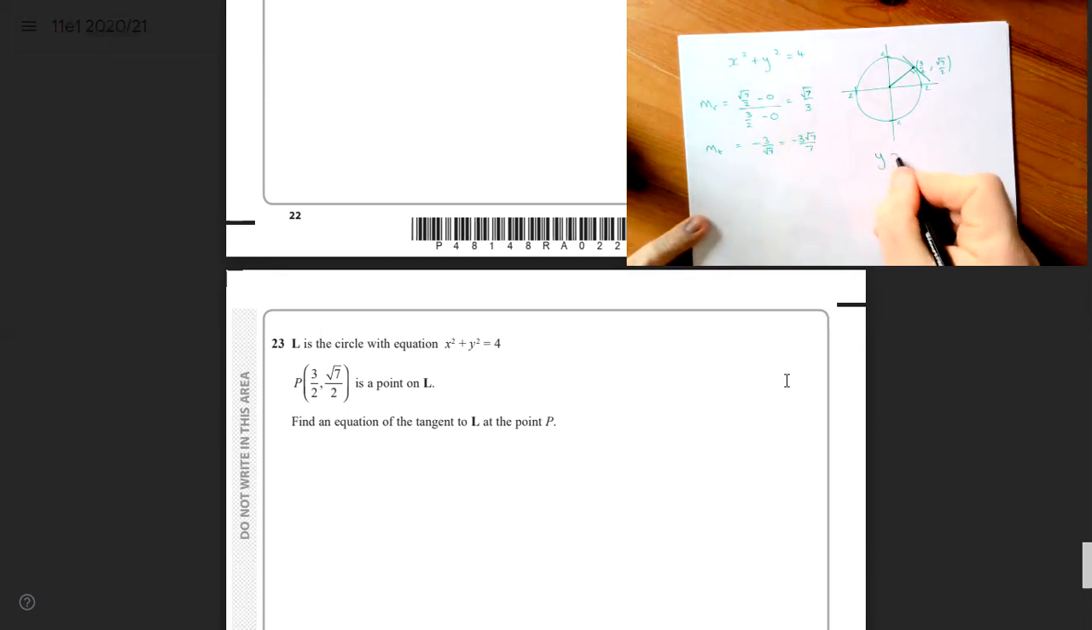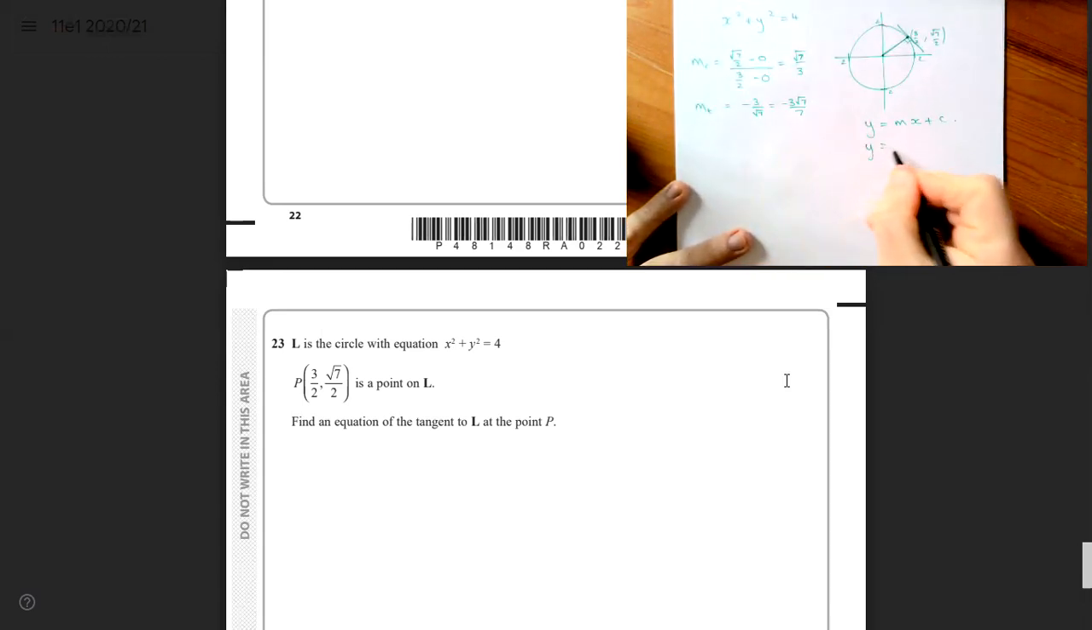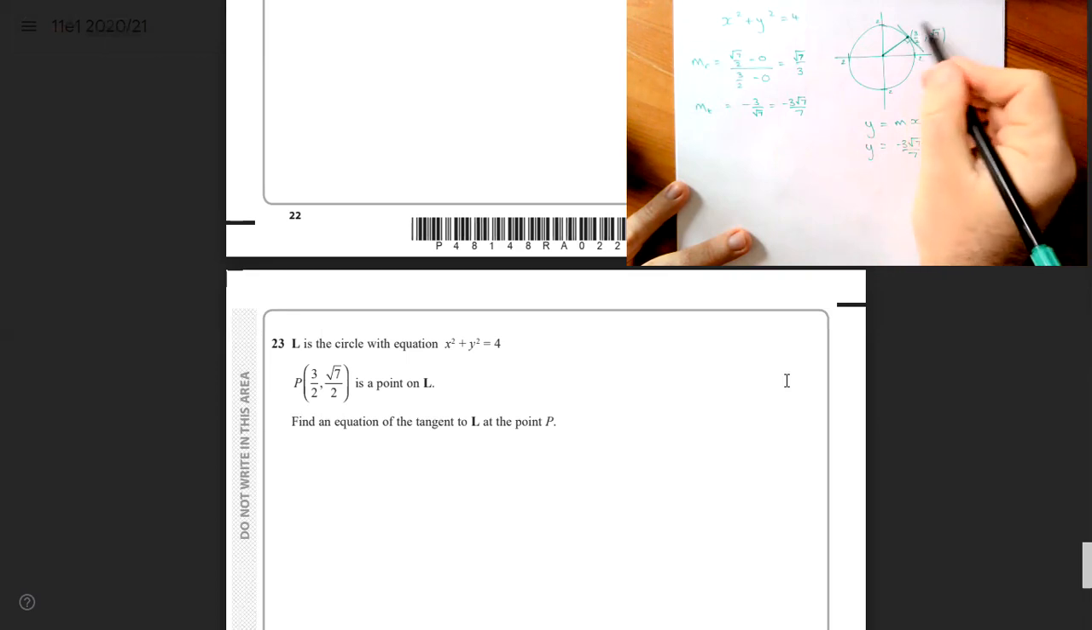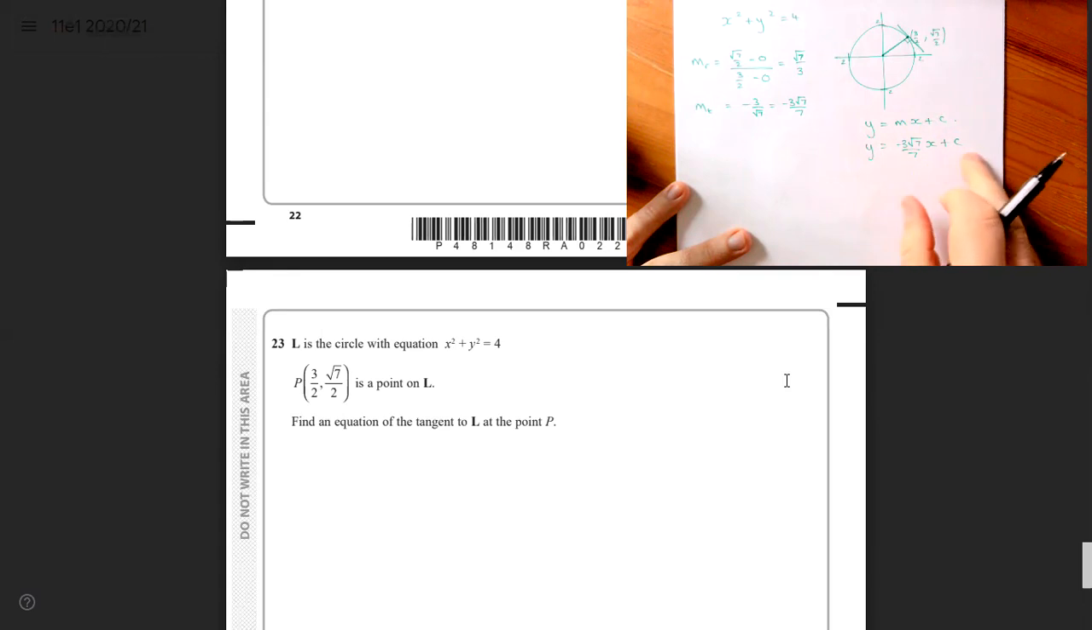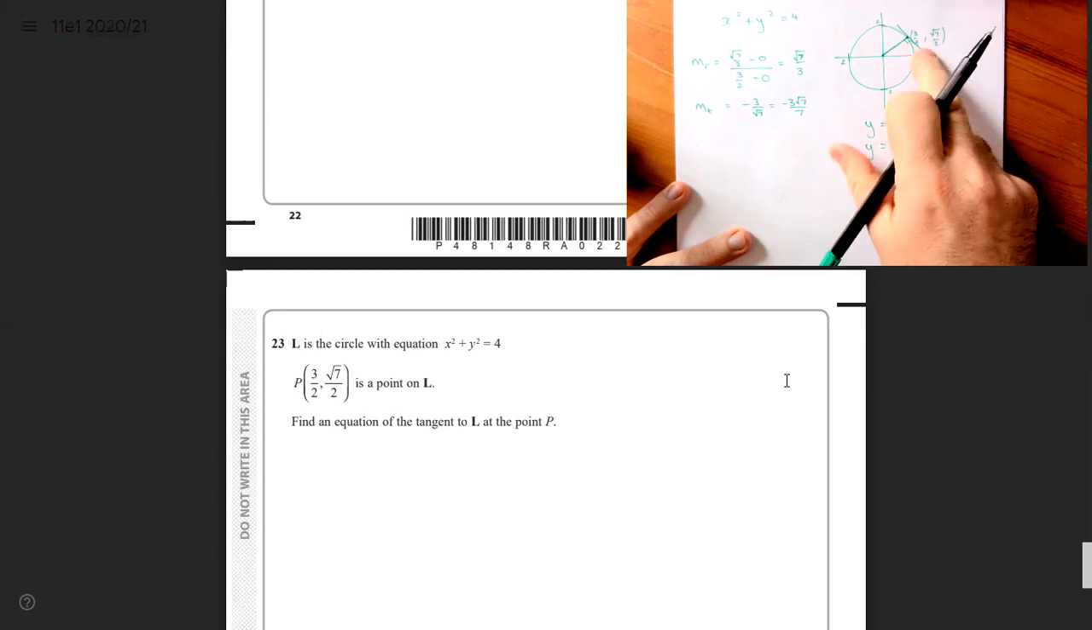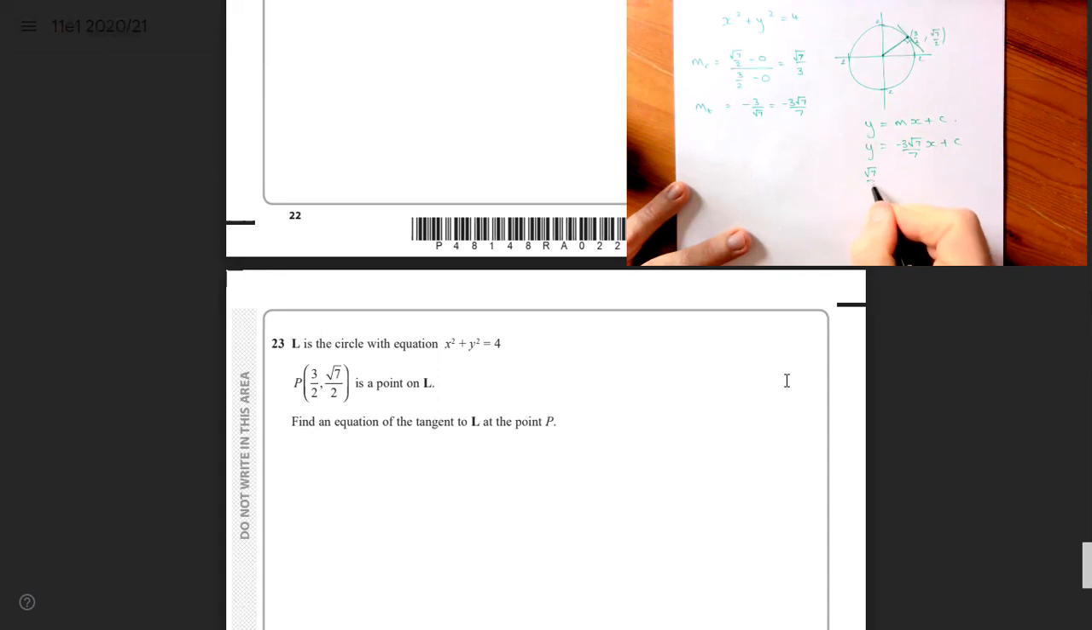So now we know that a straight line is y equals mx plus c. So we know the gradient, y equals minus 3 root 7 over 7 x plus c. So I want to find this missing c. If I substitute this point that it goes through into here, I'll get c out. So root 7 over 2 is my y value, equals minus 3 lots of root 7 over 7 times by 3 over 2, plus c. So root 7 over 2 equals minus 9 root 7 over 14 plus c.